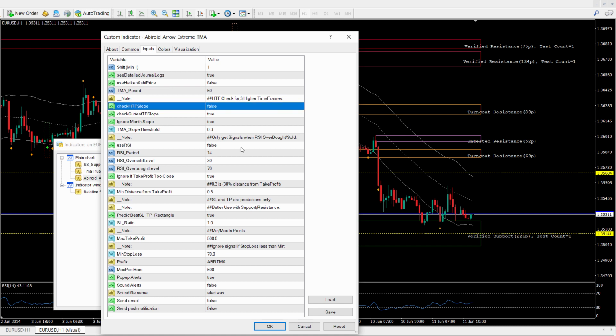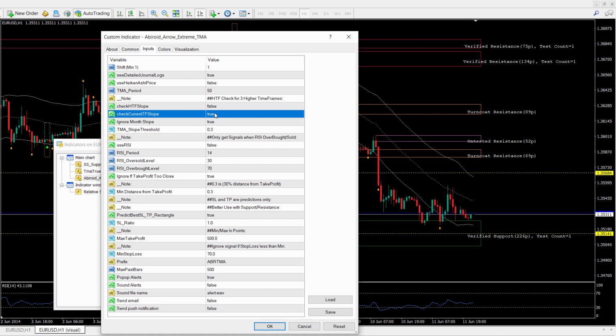Next up is whether or not you want to check the higher time frame slopes. So right now we are only checking the current time frame slope. As the price is sloping downwards, the TMA is also in a downward slope, which is why these trades are ignored, because this is set to true.